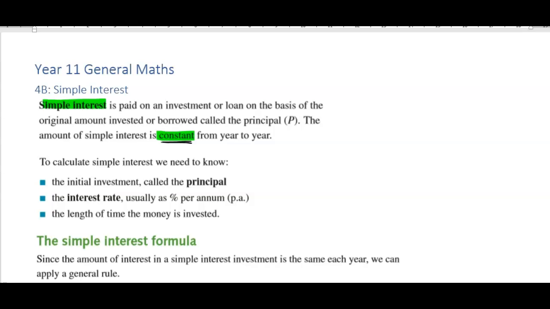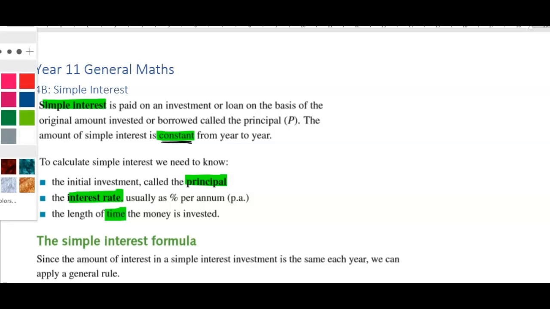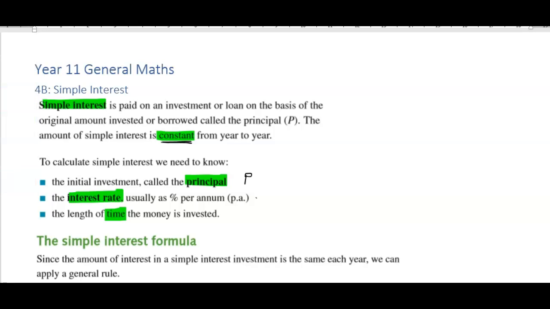To calculate simple interest, we need to know three things, and these three things are used in our formula. We need to know the principal, the initial amount, the interest rate, which is usually a percentage per annum, and the length of time the money is invested. So in your simple interest formula, we have P, the principal, R, the interest rate, and T for time.